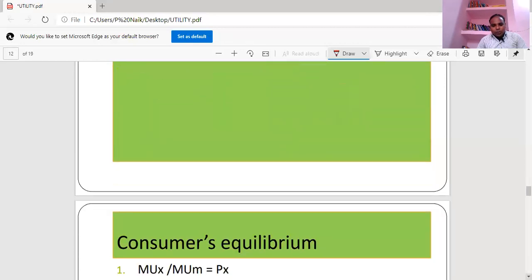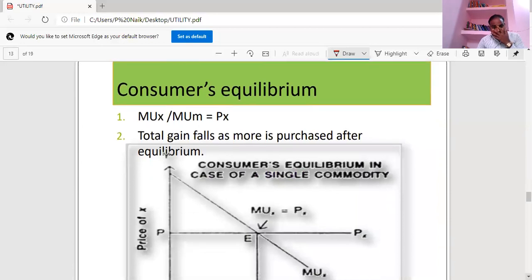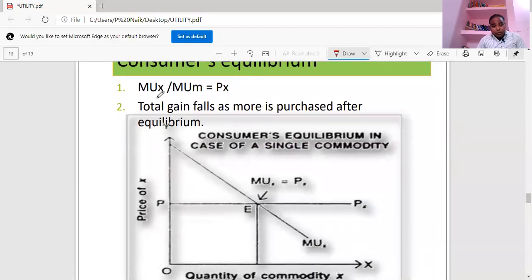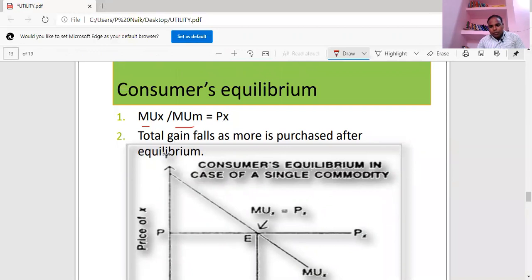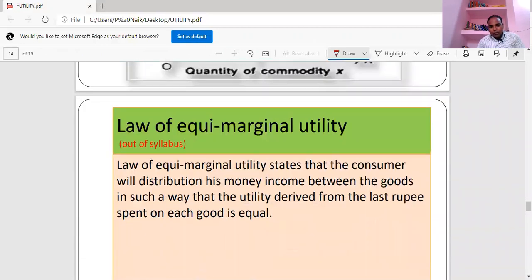Now we'll discuss the next topic, consumer equilibrium. In consumer equilibrium, marginal utility of X upon marginal utility of M is equal to Px. The total gain falls as more is purchased. And this is the diagram of consumer equilibrium.